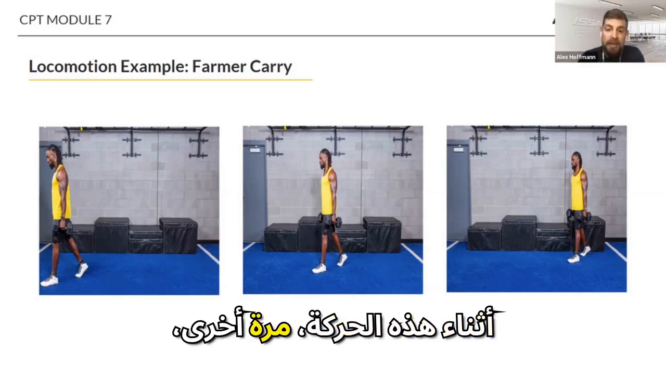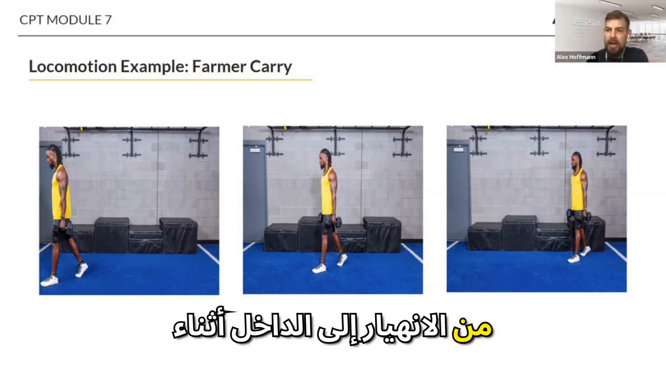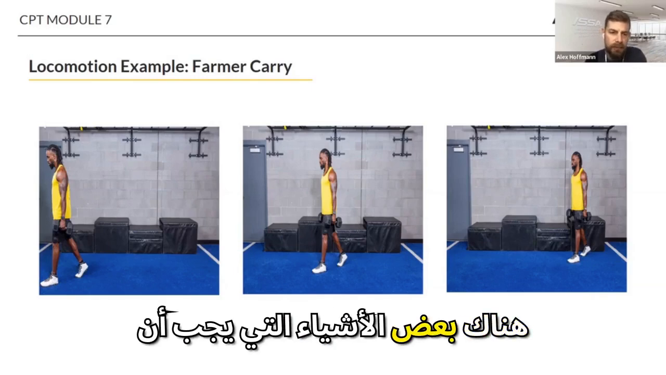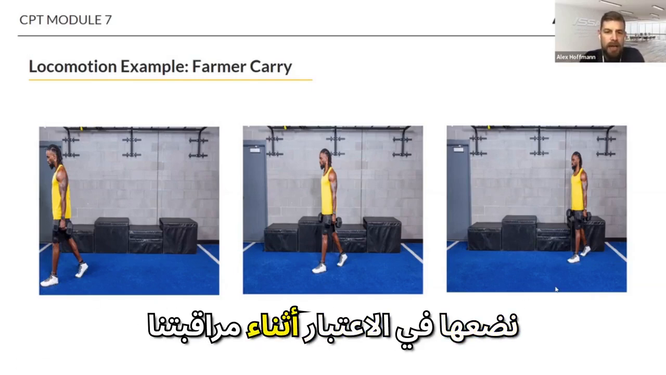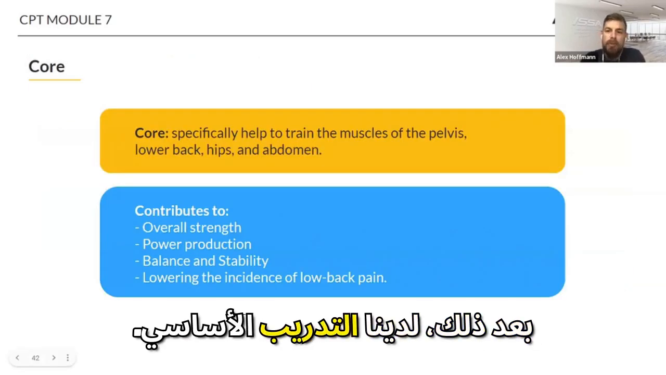during that movement. Again, we want to make sure that we're preventing the feet from collapsing inwards while we are walking as well. So some things to keep in mind there as we're watching our clients conduct those movements. Next up, we have our core training.